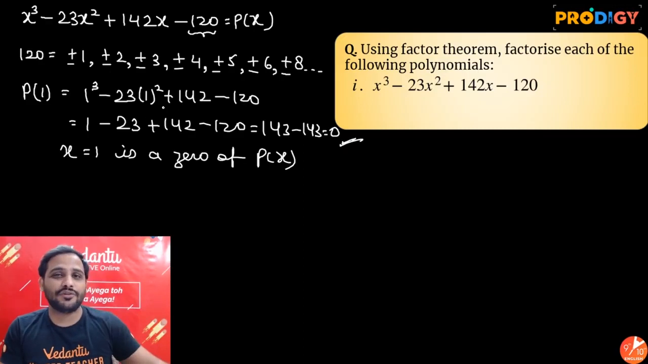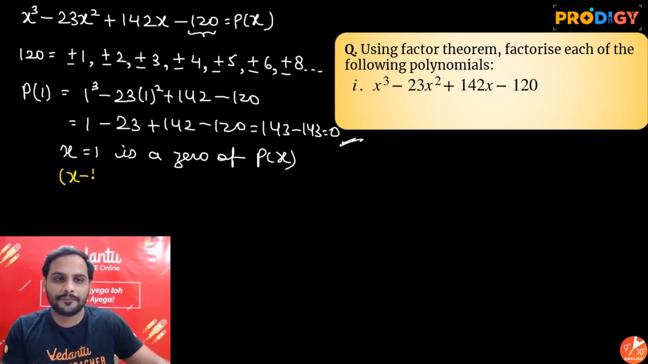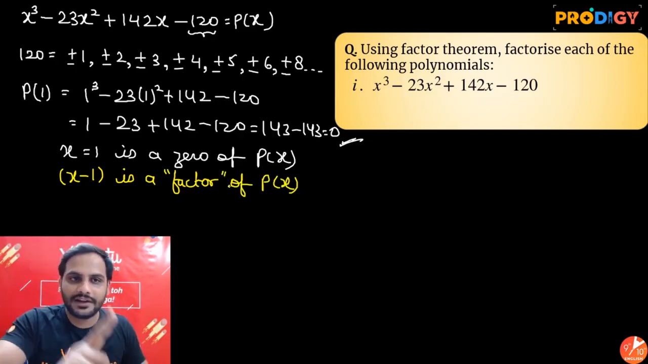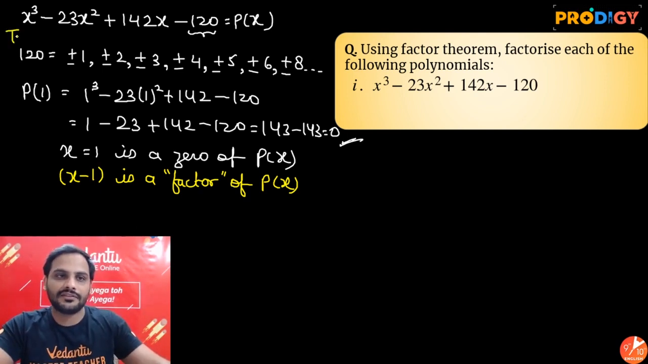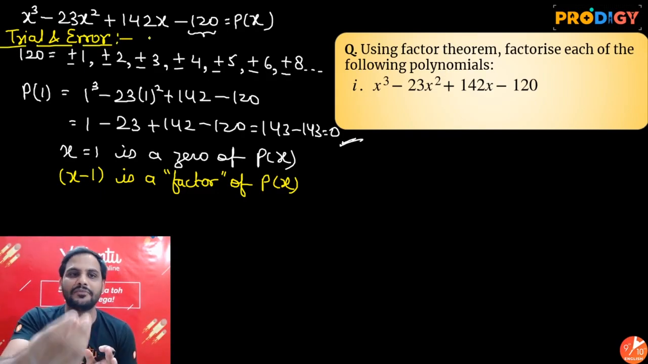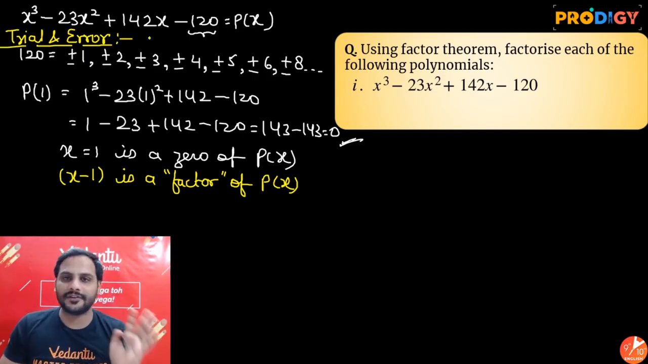If x equal to 1 is a 0, what will be the factor, beta? Shift 1 over there, so 1 will become minus 1. So I can say x minus 1 is a factor of p of x. Okay? So if they do not give you any factor, you find out the factor by this method, and this is called trial and error. Trial and error means I'm not using any calculation or simple mathematics. I'm trying different values. I try first x equal to 1.